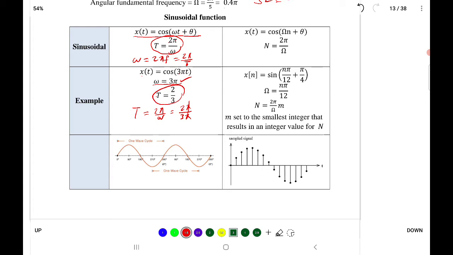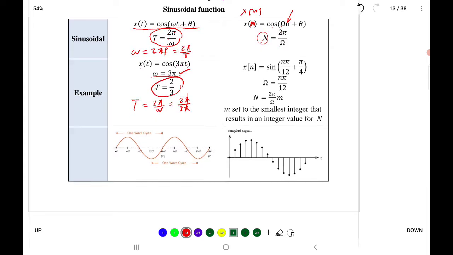All right. What about the discrete? Discrete is very similar. You see, you have cosine of omega t plus theta. You have cosine of omega n, not t, because that has to be the correct x of n. The discrete is always written like that, x of n. So x of n is equal to cosine of omega capital N, not time t, plus theta. The same thing. How you find N, the period, it will be 2 pi over omega.